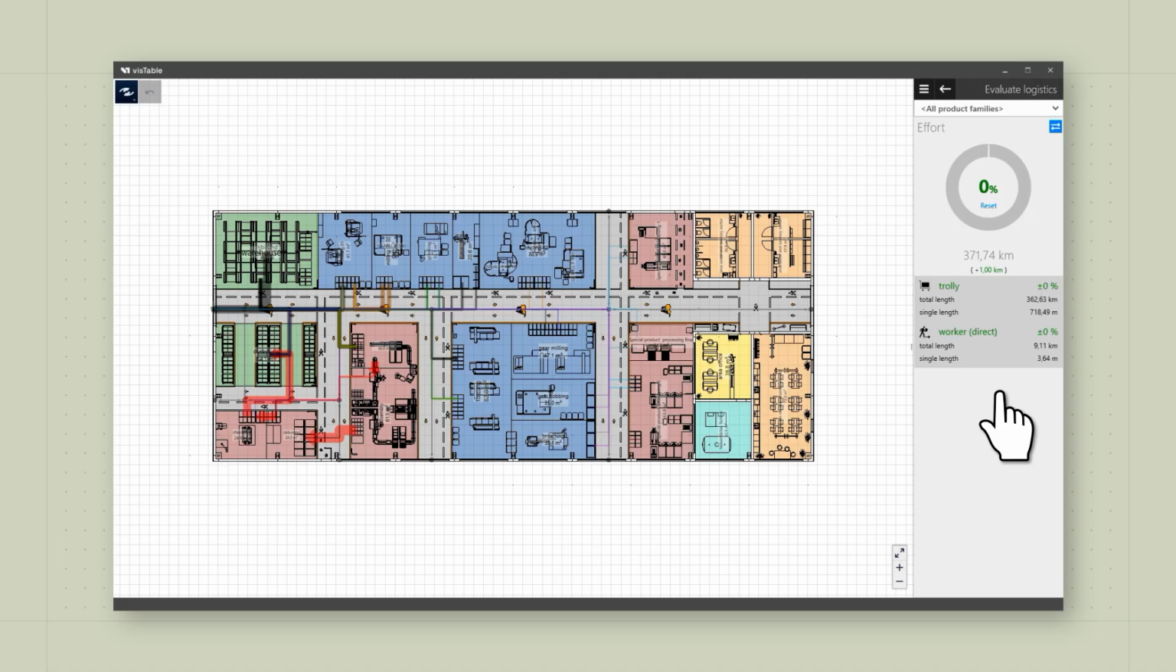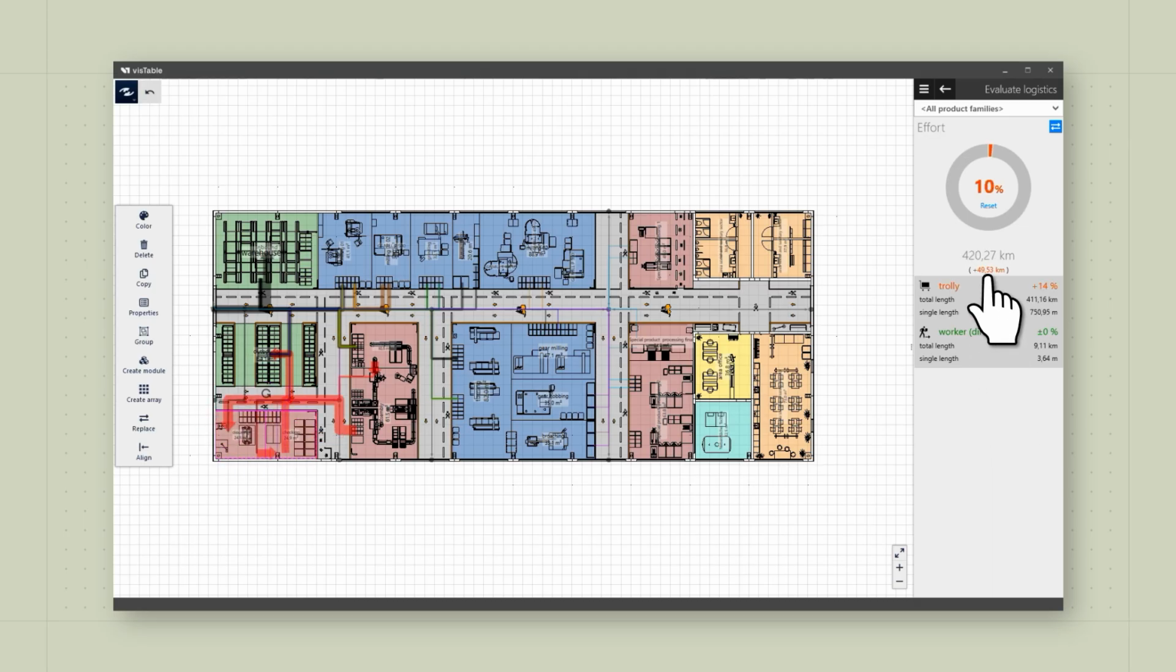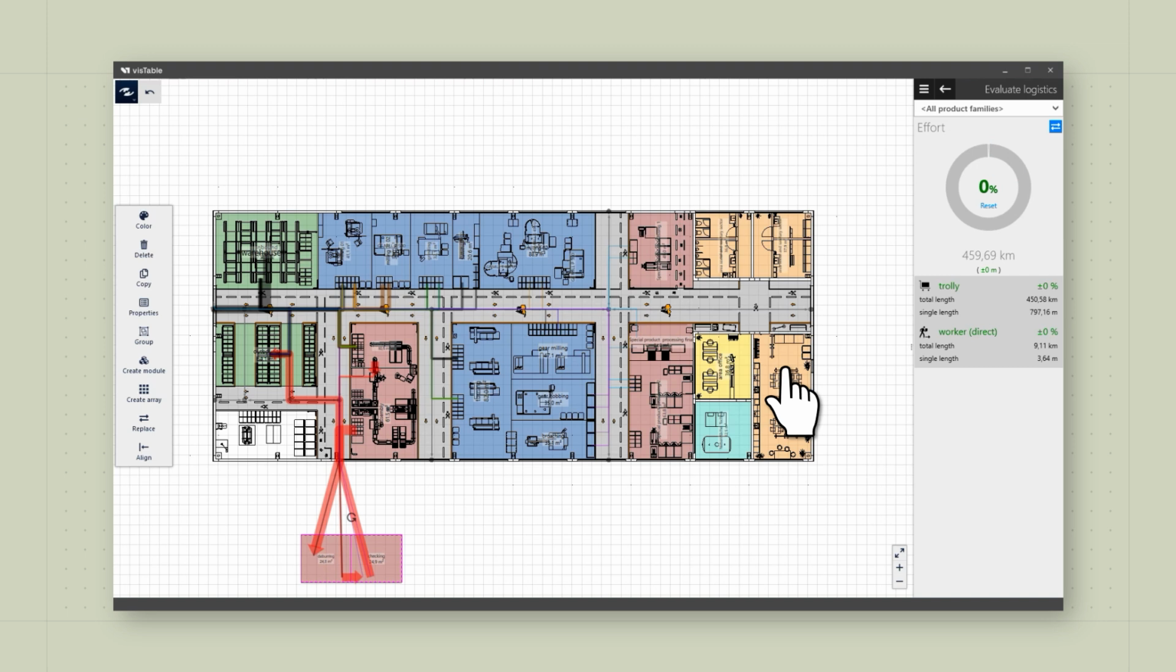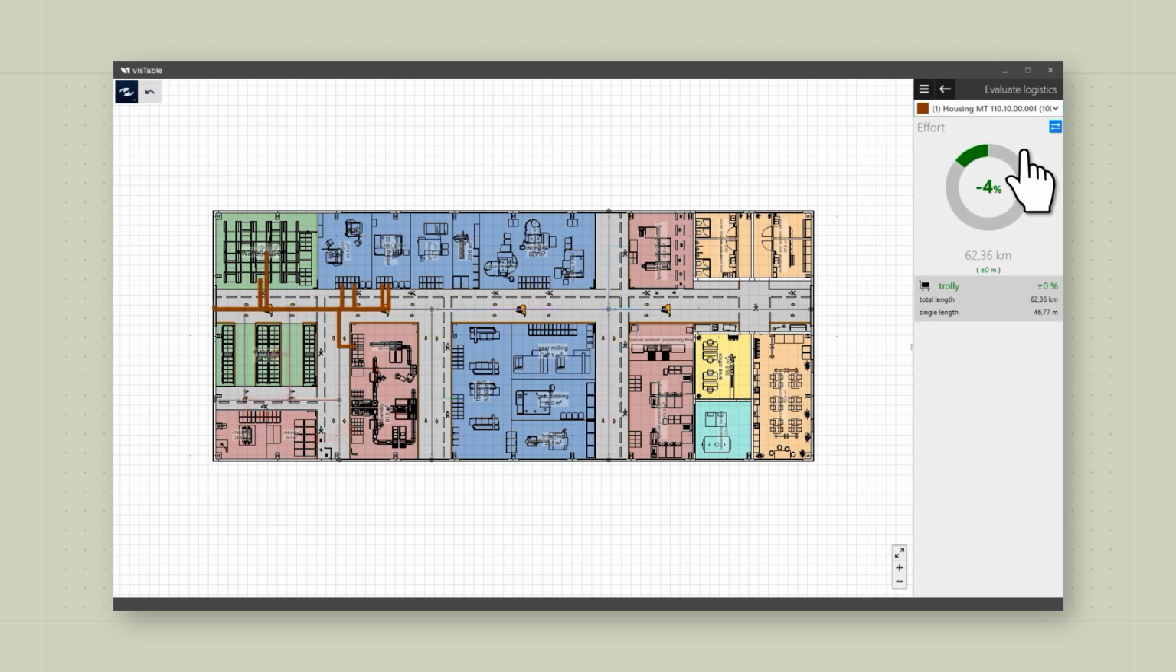Once you begin moving different objects of your layout, you will see how this impacts your logistics in the distance, but also in percentages gained or lost. After you establish a planning solution, you can reset the Evaluate Logistics function to measure the changes from this starting position. You can also use this function solely for certain product families.